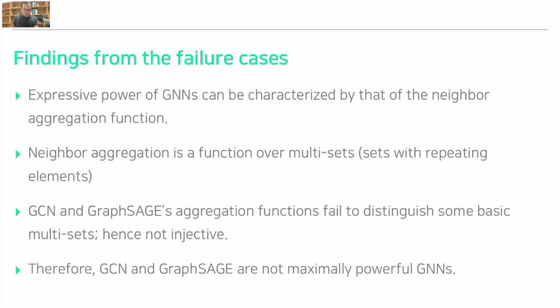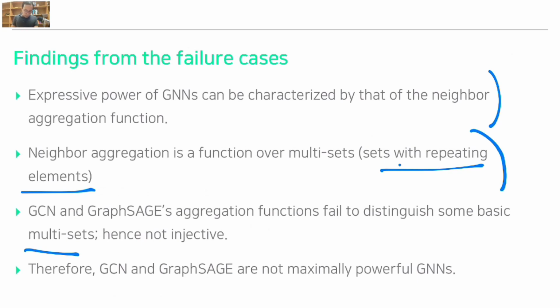So the findings are summarized in this slide. The expressive power of GNNs can be characterized by that of the neighbor aggregation function. Neighbor aggregation is a function over multisets. We also assume sets with repeating elements. And the mean and max aggregation functions fail to distinguish some multisets, and the failure means they are not injective.